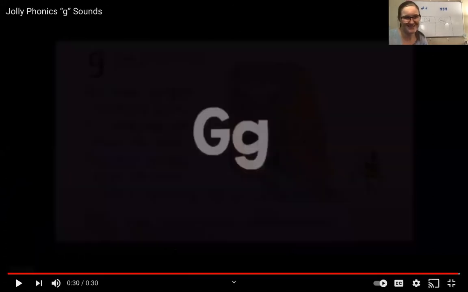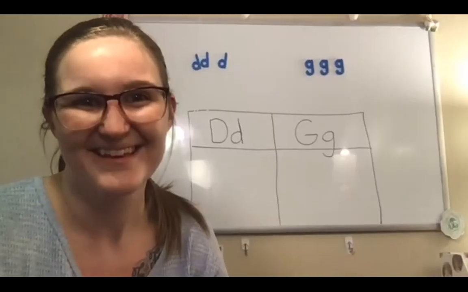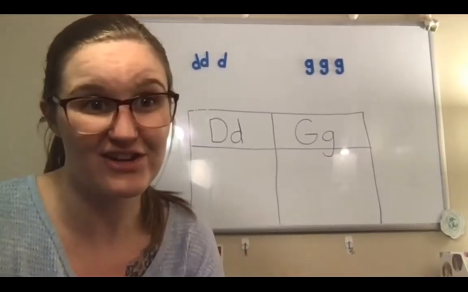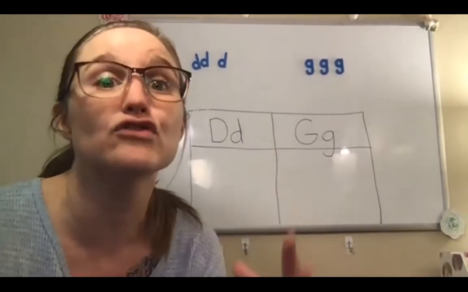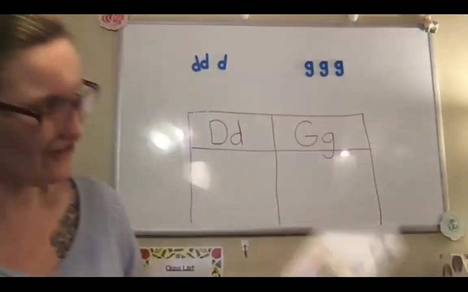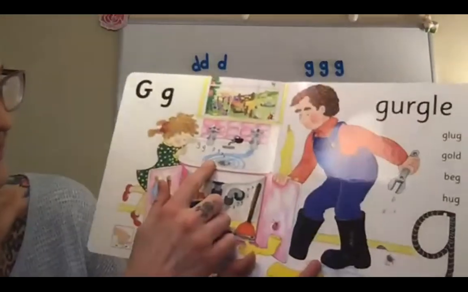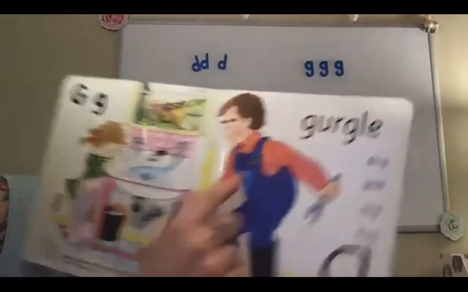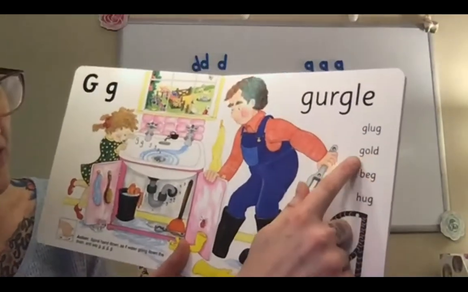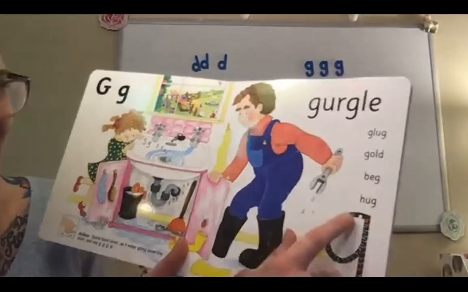So there is G. Nice job, guys. All right, so now that we have taken a look at the letter song for G, of course, there is a story for the letter G. And I have the book right here. G as in g, g, g, water gurgling down the drain. G is in gurgle. G is in glug and gold and beg and hug.